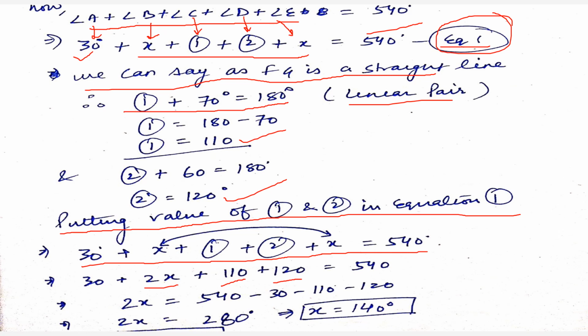So 2x equals, I have taken these three to the right side. They became negative. When you solve, it becomes 280. So 2x equals 280 is the final equation. To find the value of x, we will bring this 2 in division and the answer becomes 140 degrees. I hope you got this.